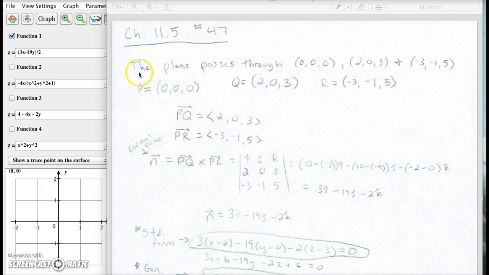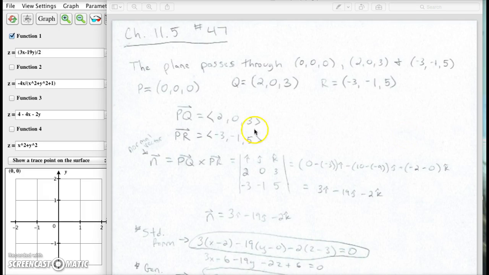where the question states the plane passes through the 3 points (0, 0, 0), which is the origin, (2, 0, 3), and (-3, -1, 5). So if you were given these 3 points and you had to find the equation of the plane that contains those 3 points, this is how you would go about doing it.